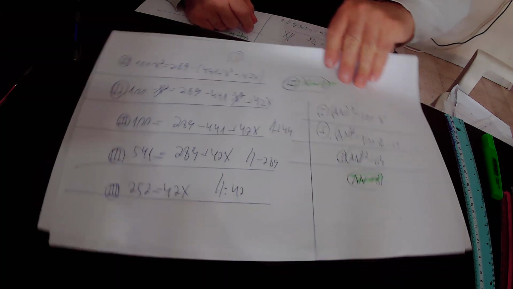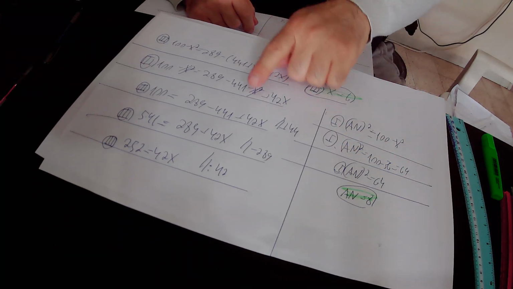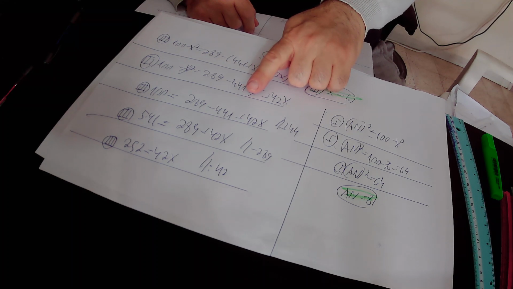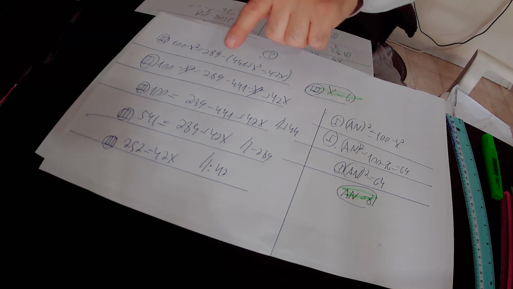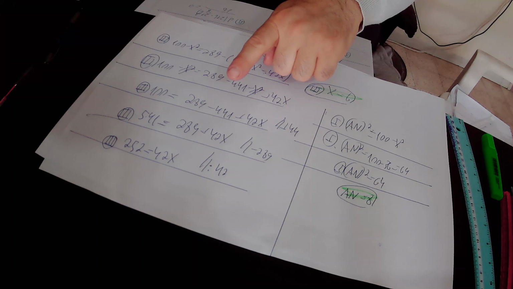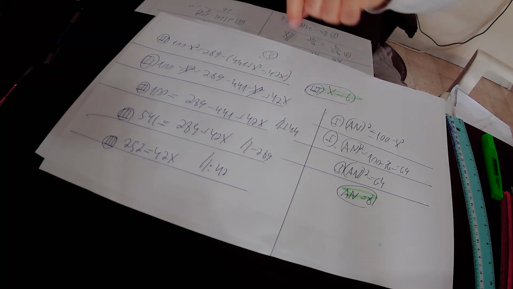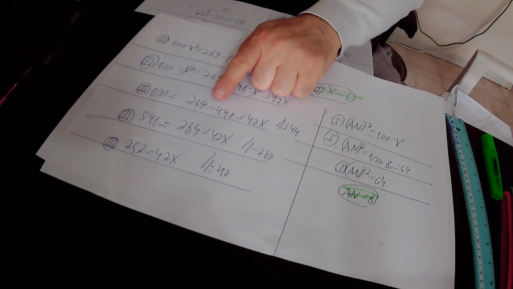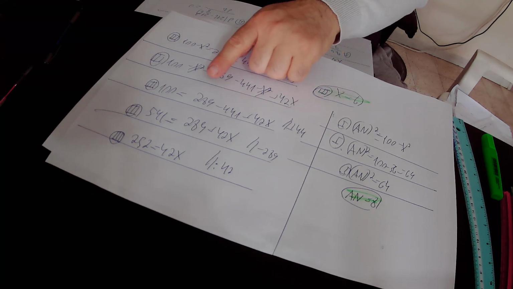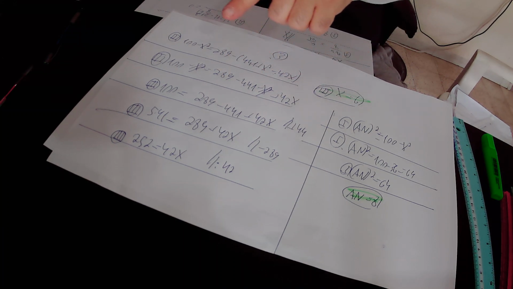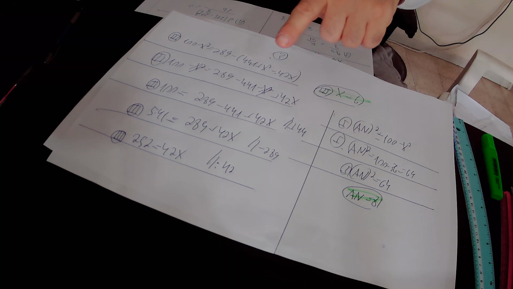So here we added 441 to this equation 3, and we find that 100 plus 441 is 541, and it is equal to 289 plus 42x. So 441 plus 100 is 541, which equals 289 plus 42x.